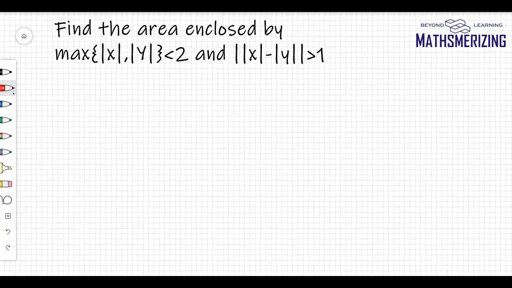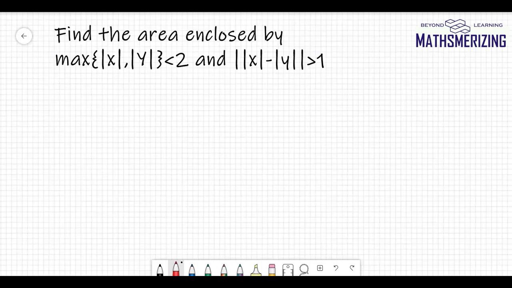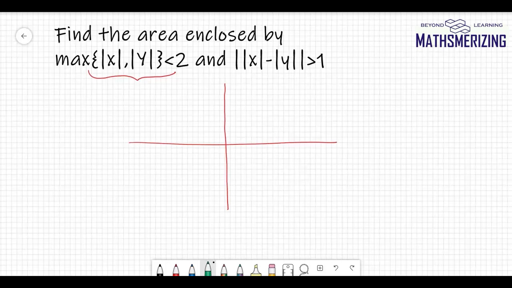Now the question is, maximum of mod x, mod y is less than 2, and mod of x minus mod of y is greater than 1. I need to find the area enclosed by these two curves. We'll start with the first one, which is maximum of mod x, mod y is less than 2. So what I'll do is I'll draw the axes. I'll also draw y equals x and y equals minus x lines.